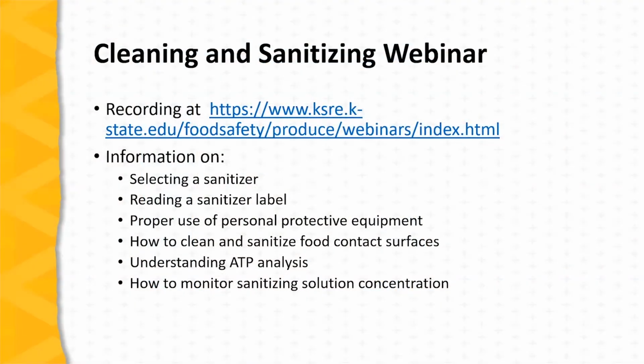Recently, University of Missouri Extension and Kansas State University presented a cleaning and sanitizing webinar. The recording of this webinar is available from the Kansas State University Produce Food Safety website. So do a quick search, you'll find that recording there. The webinar included information on selecting a sanitizer, reading a sanitizer label, proper use of personal protective equipment, how to clean and sanitize food contact surfaces, understanding ATP analysis, and how to monitor sanitizing solution concentration.